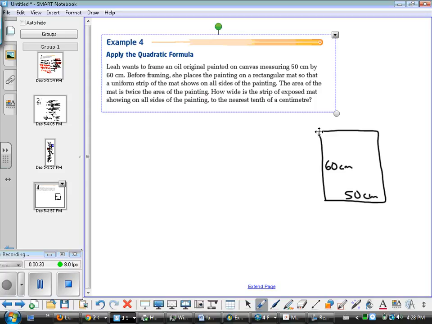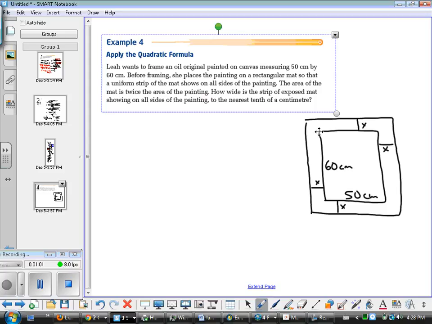Okay, before framing, she places the painting on a rectangular mat so that a uniform strip, uniform meaning the width on the outside of the strip, this width here, is the same as it is here, and the same here, and the same here. And so the area of the mat is twice the area of the painting. We want to know how wide the strip of the exposed mat is to the nearest tenth of a centimeter. That's nice because it asks us in the question, how wide is the strip? So I'm just going to make the width of that strip x, and it's going to be x everywhere.